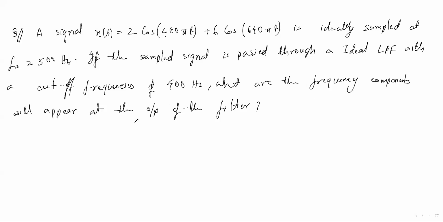This is the question. This is from the ideal sampling topic. There I gave a topic on the frequency components present in the sampled signal. I have given one problem earlier; this is the second problem, which contains two signals. So how can we find the frequencies of the sampled signal and at the output of the low pass filter? That we'll solve in this problem.